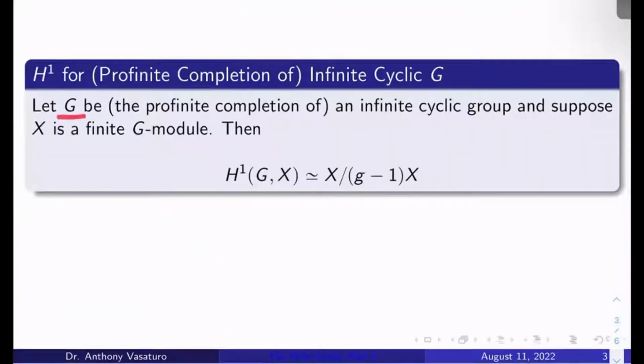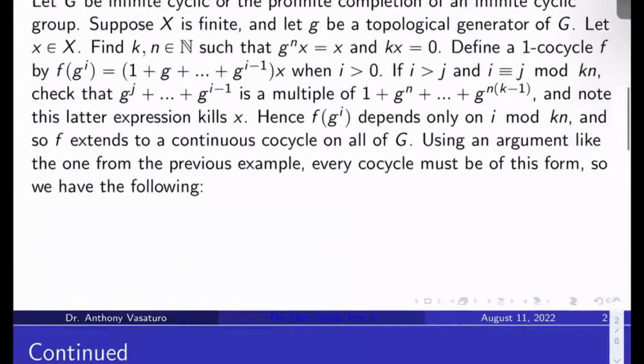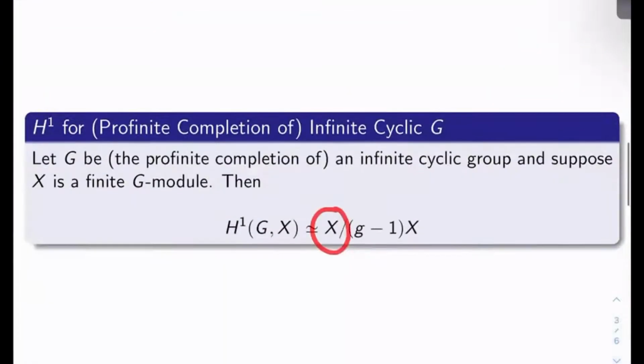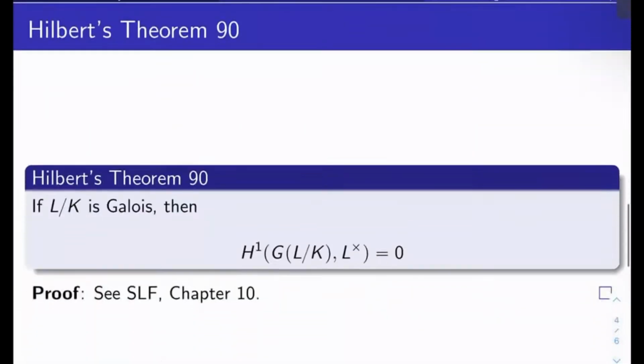And so we have the following result. Let G be an infinite cyclic group or the profinite completion of an infinite cyclic group, and let's suppose X is a finite G-module. Then H1(G, X) is isomorphic to X mod (g minus 1)X. Okay? X because there's one of these cocycles per x, and then mod (g minus 1)X because of the definition of a coboundary.